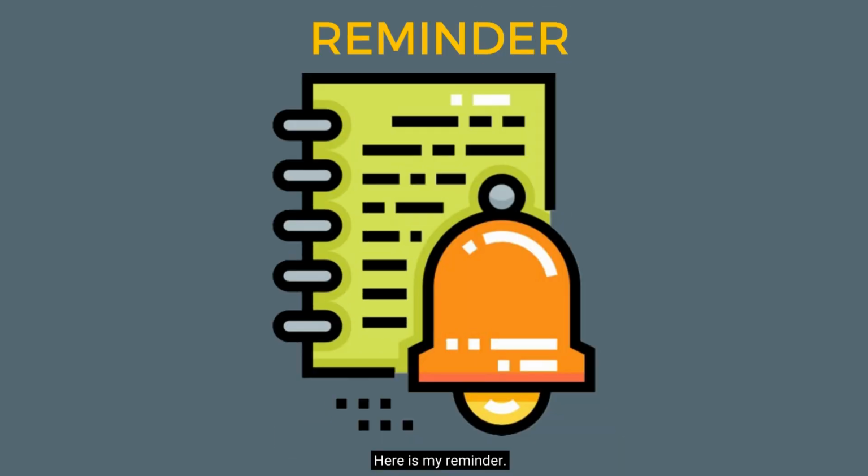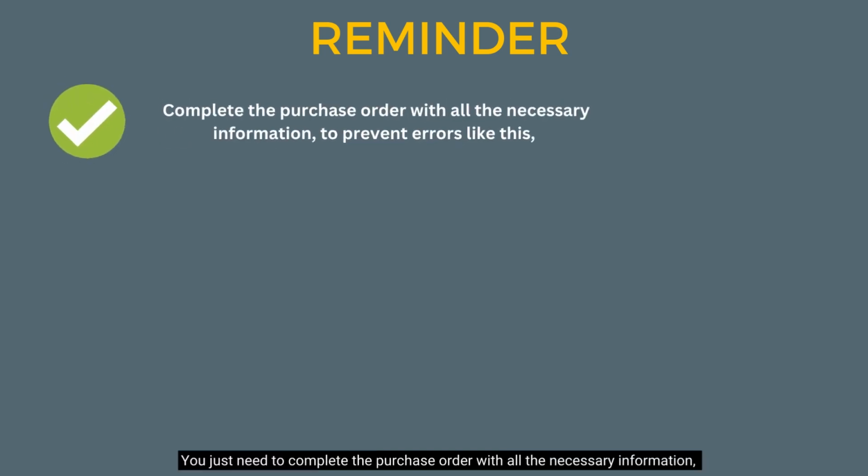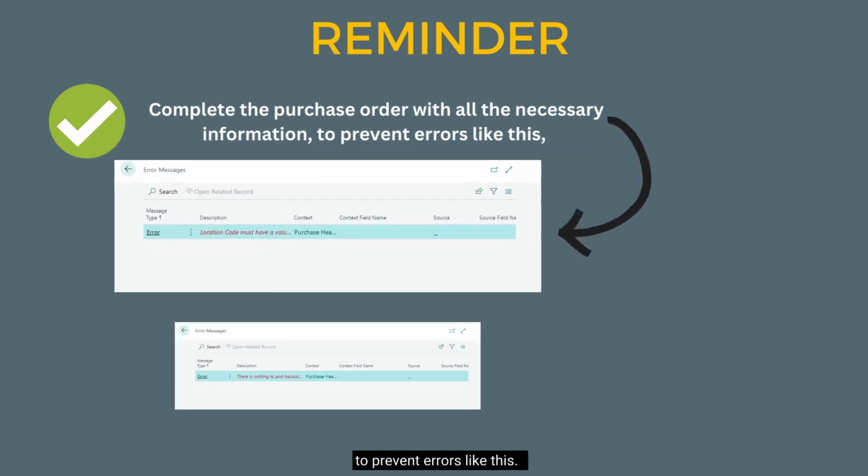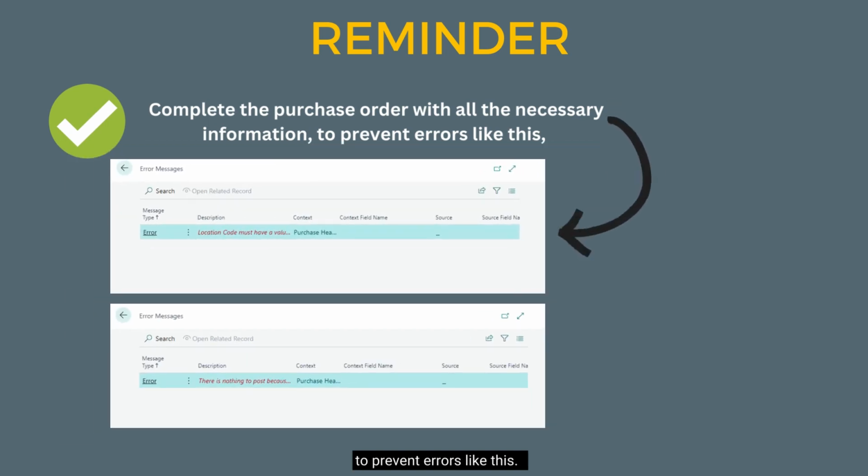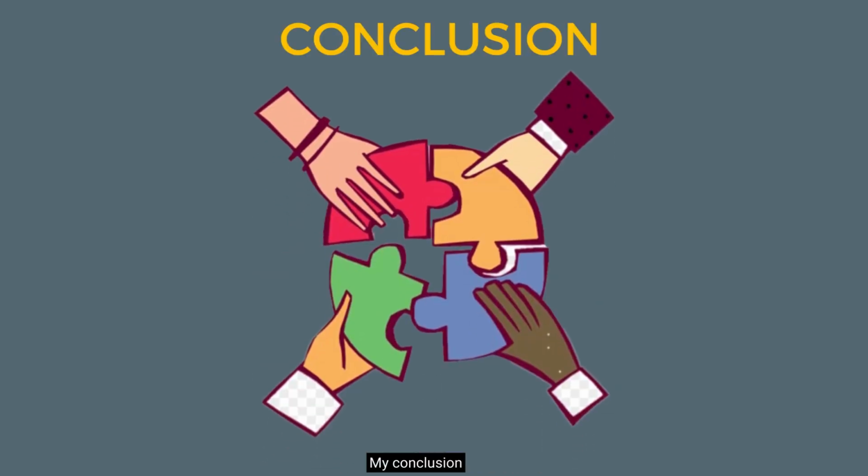Here is my reminder. You just need to complete the purchase order with all the necessary information to prevent errors like this. You need to fill in the important information such as vendor name, what kind of item, location, quantity, and vendor invoice number. My conclusion.